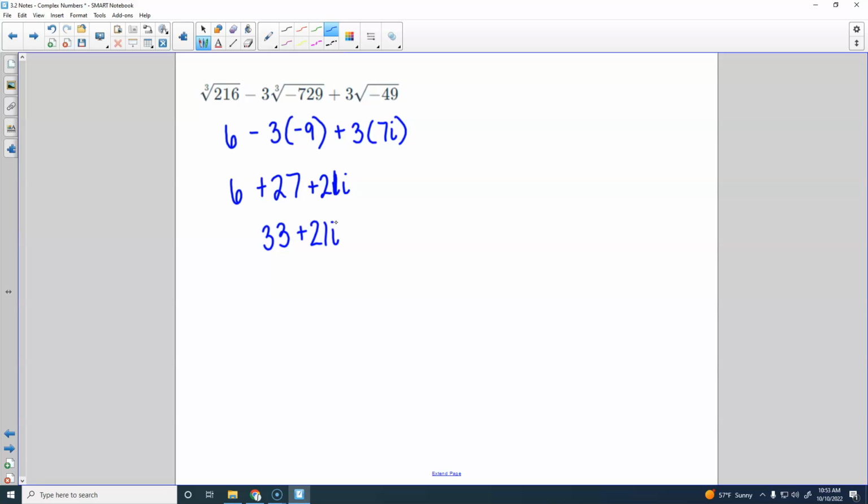Can you do like 3 times 7 on it? Yes, you can multiply the 3 times. What you cannot do is like 3 plus 7.